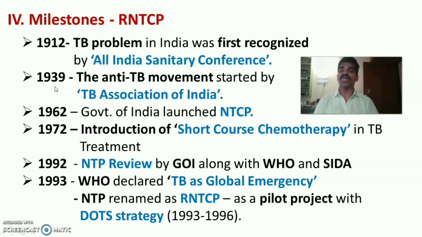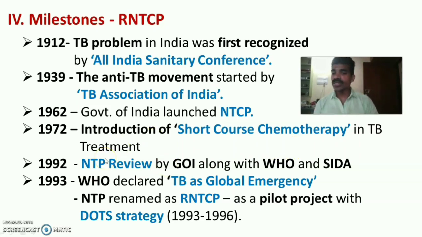Then in 1962, the Government of India introduced the first National TB Control Program. Then in 1972, short course chemotherapy was introduced in the treatment of TB. Then in 1992, the Government of India, along with the WHO and SIDA, reviewed the National Tuberculosis Control Program.